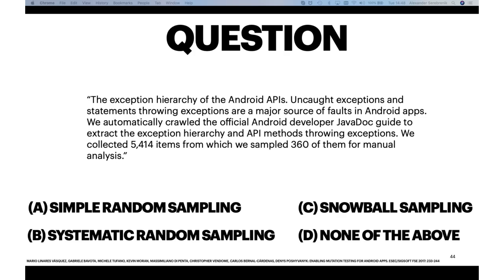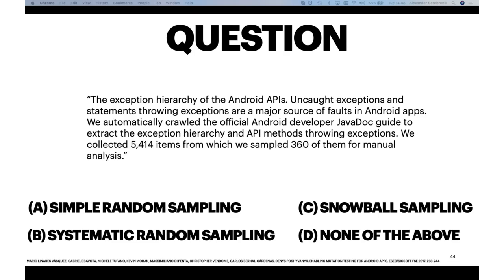I'm not sure that I understand why it is snowball sampling. There is no discussion of references. This is also not systematic random sampling because there is no indication that those 360 commits have been selected according to whatever repeated pattern that they might have in mind. I would argue that it's simple random sampling, simply because there is no information whatsoever about how those 360 items have been selected for manual analysis.